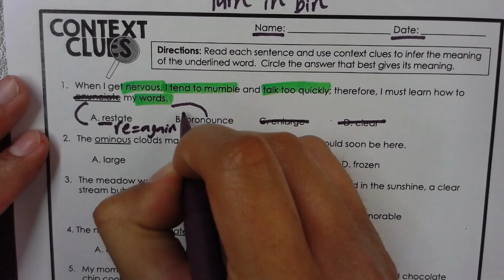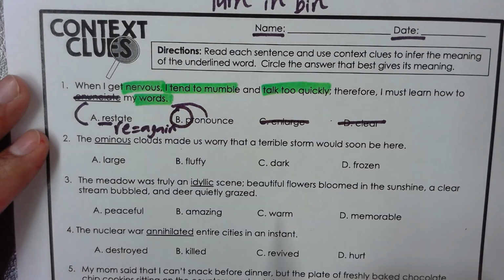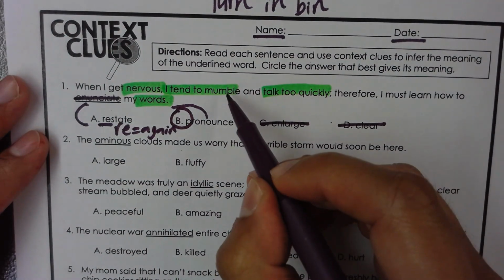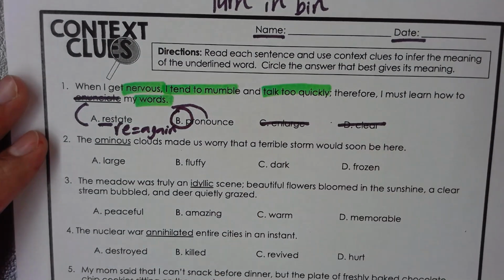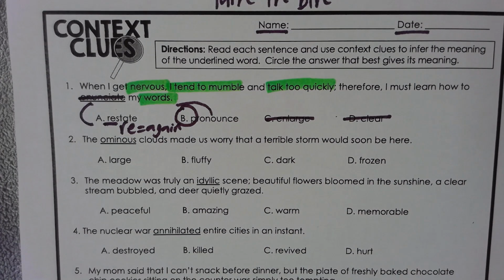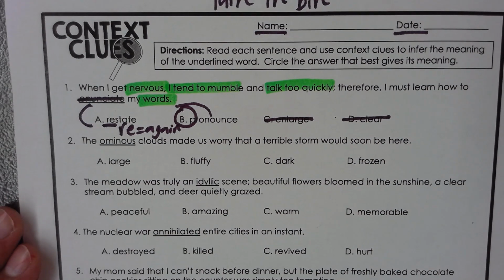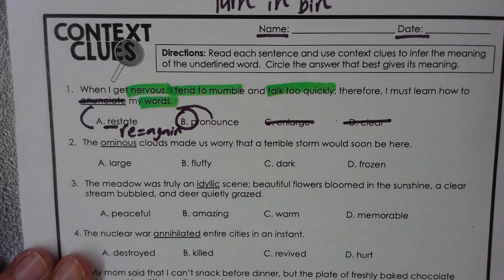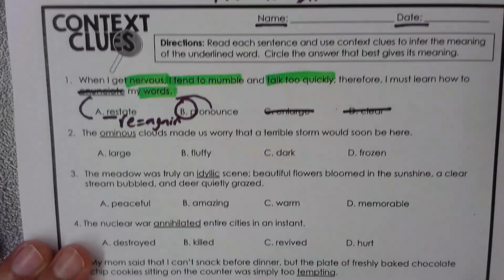Now, we're going to select pronounce. That is the best meaning. It matches the context clues that are related to them. We know that if you are mumbling, you have to pronounce them. If you're talking quickly, you're not pronouncing, so you need to. And it's dealing with words, so it's B. Number 2.